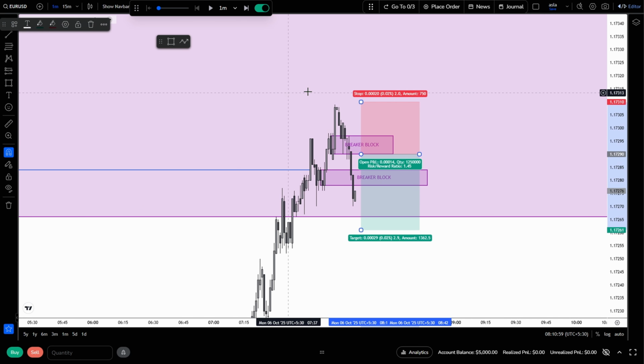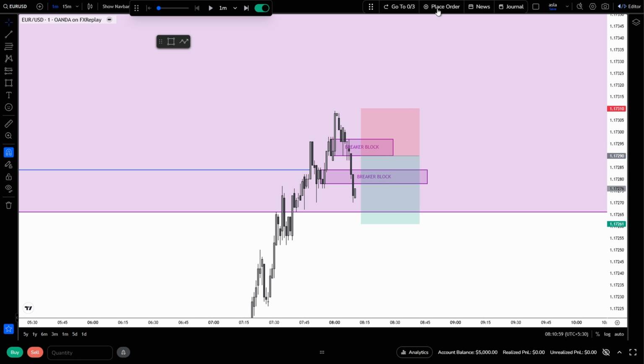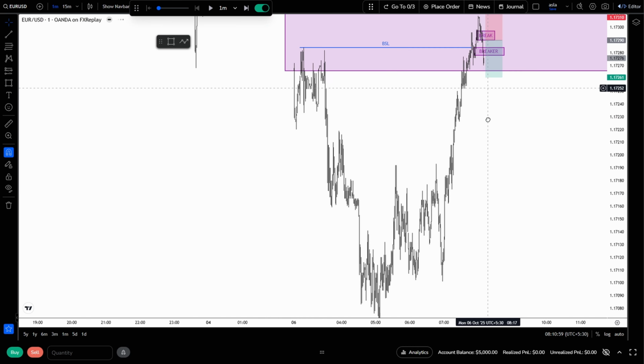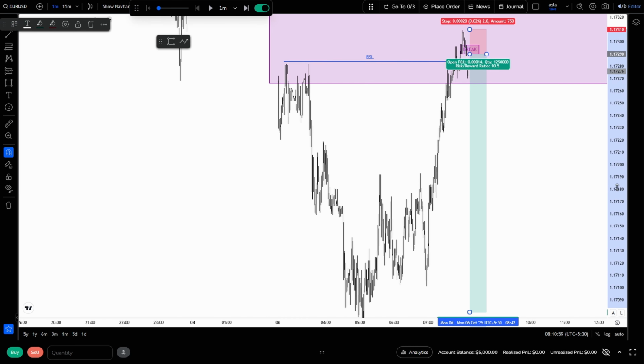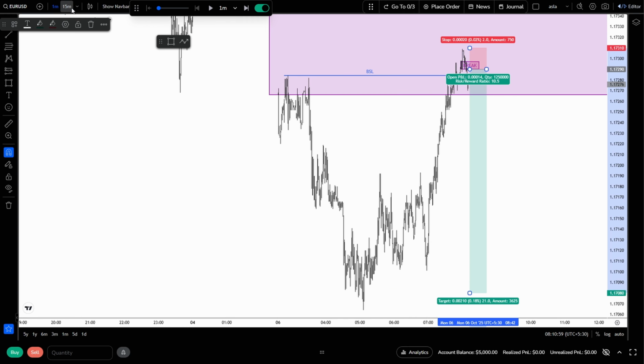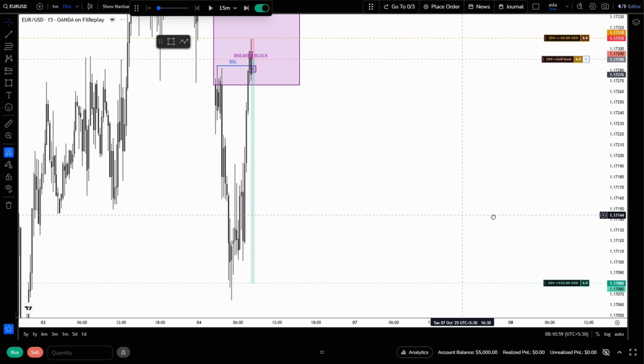Now watch how price reacts. You can see how cleanly price respects the breaker block and moves straight into the lows. This is how you use breaker blocks as an entry confirmation in bearish conditions. I hope this example makes it very clear.